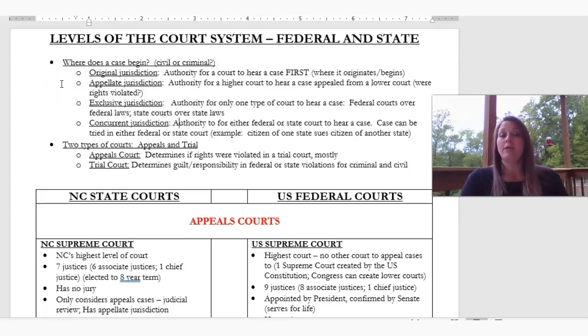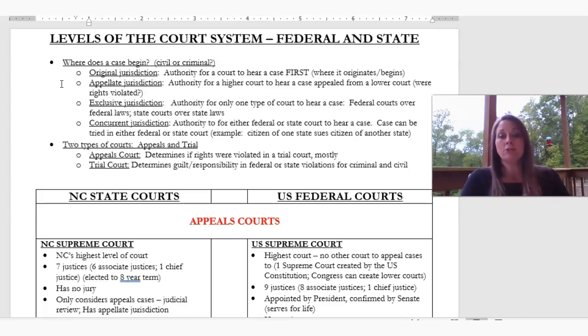Jurisdiction means the authority to hear a case. So if you have original jurisdiction, then that's the authority for a court to hear a case first. In other words, it's where it originates or where it begins. For example, if it's in a state court, then it would begin in perhaps the North Carolina District Court or Superior Court if it's a felony.